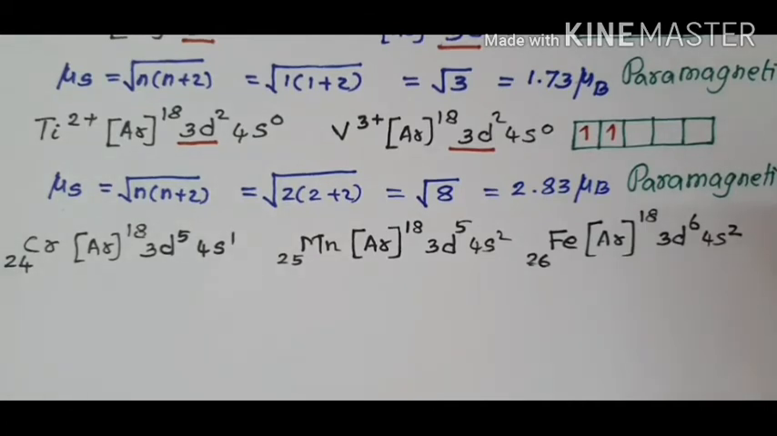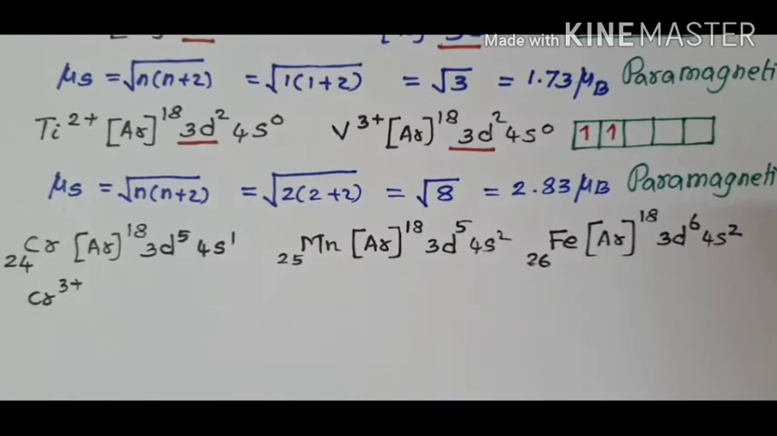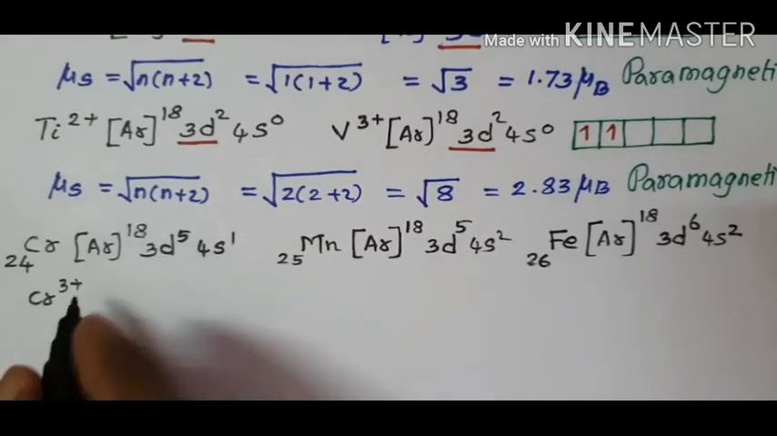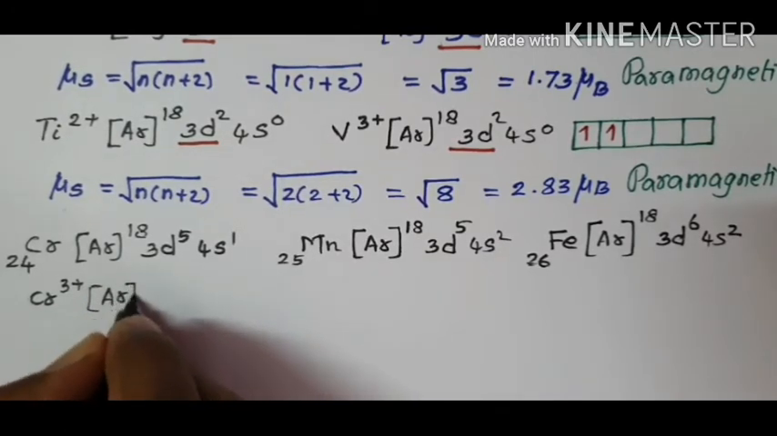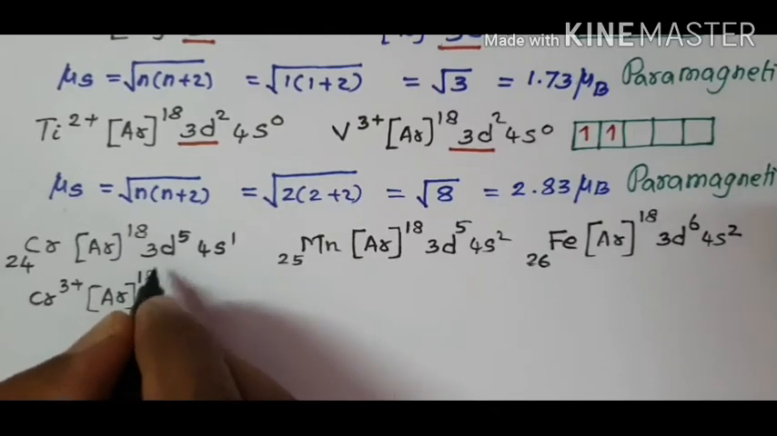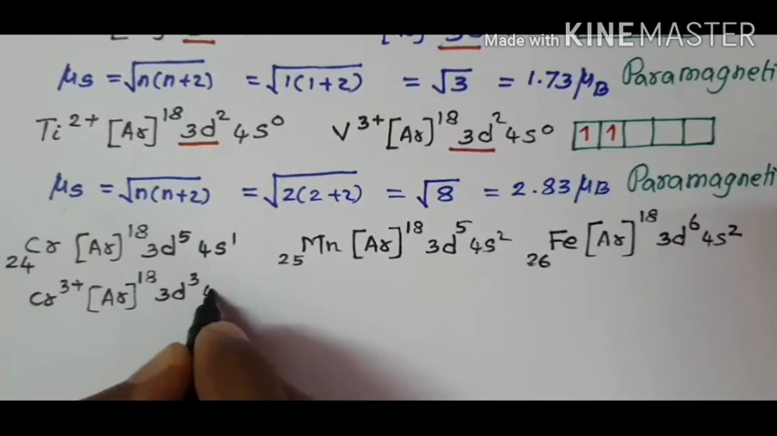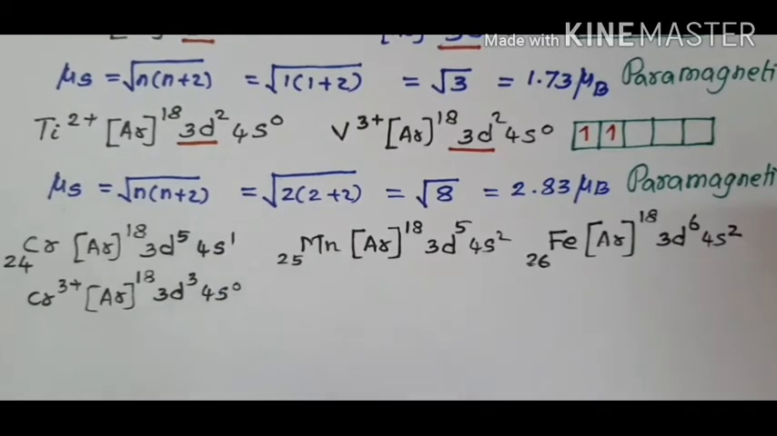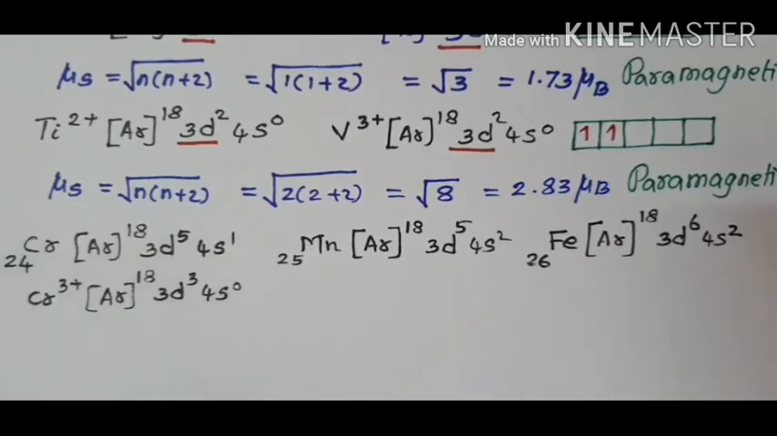First one is the electronic configuration of chromium 3 plus ion. Chromium 3 plus ion indicates loss of how many electrons? 3 electrons. 1 from s orbital, 2 from d orbital. So the electronic configuration of Cr3 plus is argon 18, 3d3, 4s0. 3 electrons we have to remove, 1 electron from s orbital, 2 electrons from d orbital.